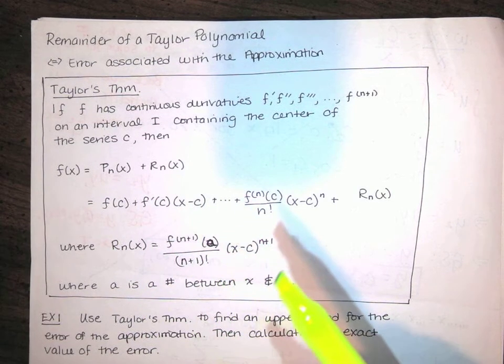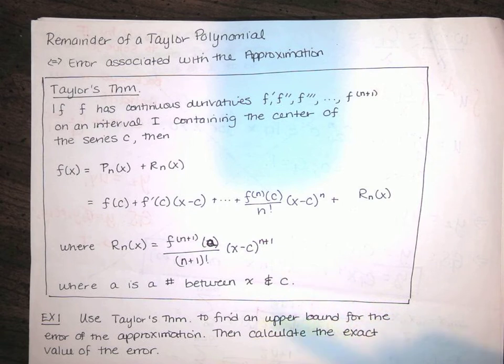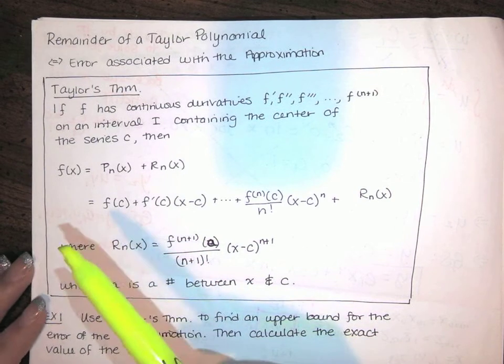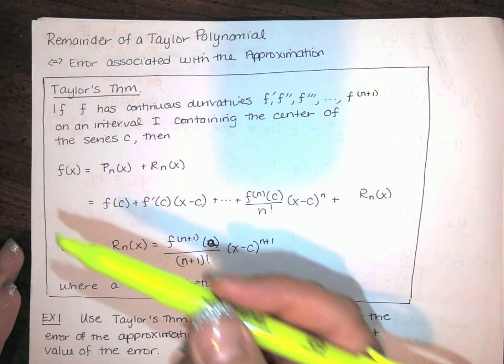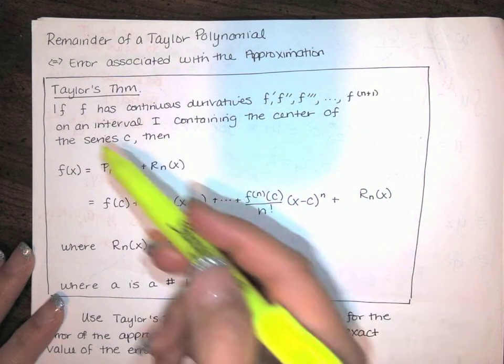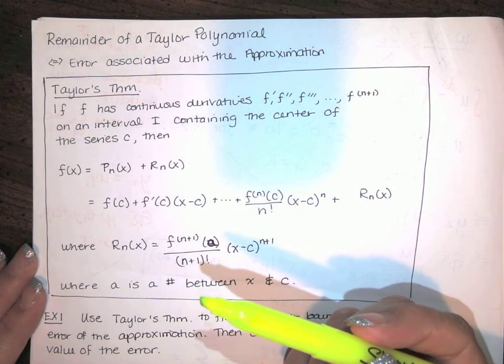So that sounds like a good idea, and we drew some pictures and we said as long as we're near the center of the series, the Taylor polynomial is a good approximation of the function. But when I keep saying good approximation, you might be wondering to yourself, how good? How good is this approximation? What is the error associated with using that polynomial to approximate the function? And we can actually calculate that using Taylor's theorem.